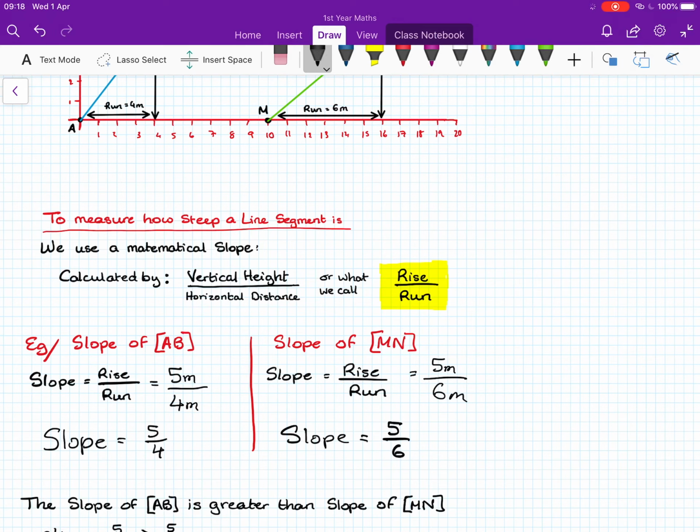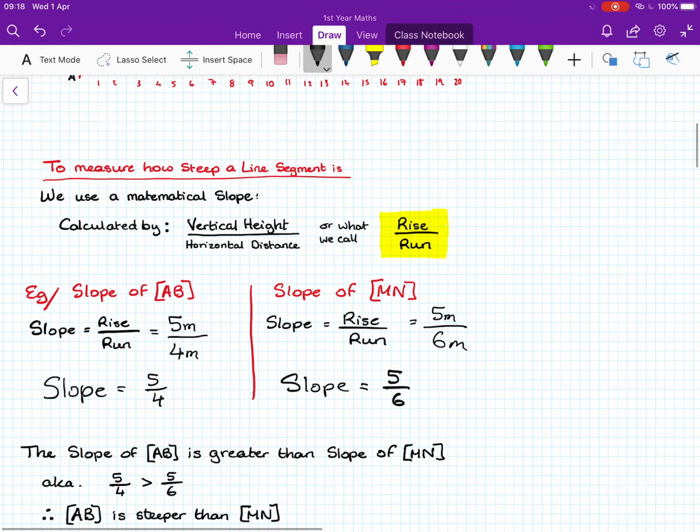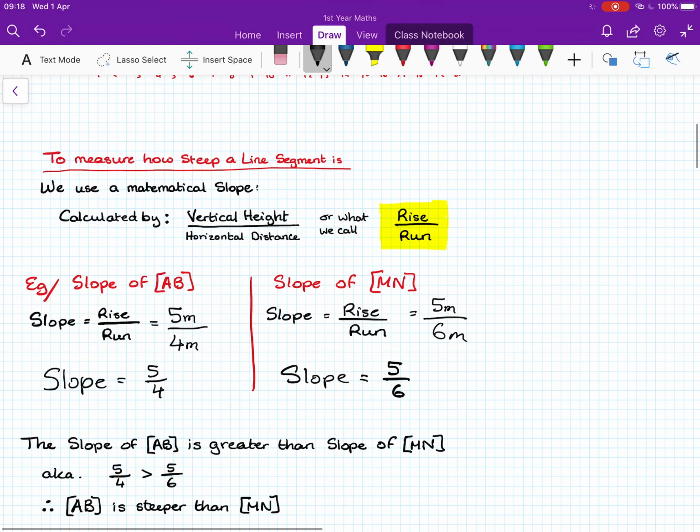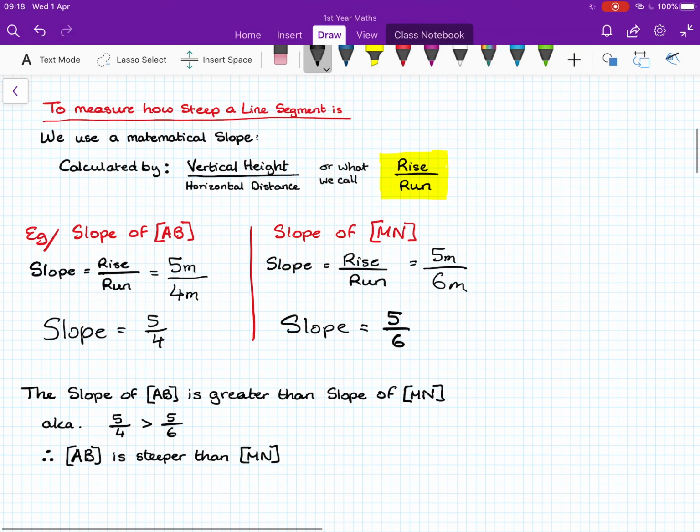Now you see the difference here. We've got 5 over 4, which we know is going to be bigger than 5 over 6 if we treat it like a top-heavy fraction. So the slope of AB is greater, as we said all along that it was going to be steeper. So that's how we know it's going to be steeper, because it has a bigger slope.